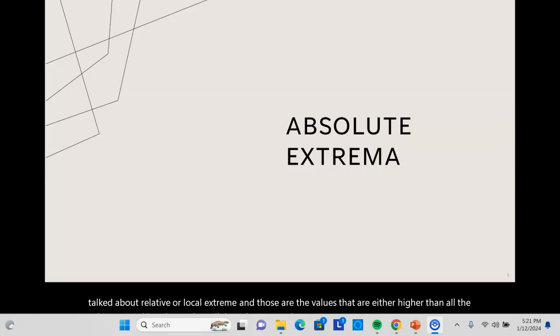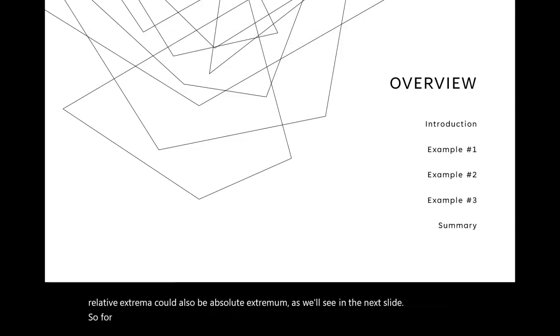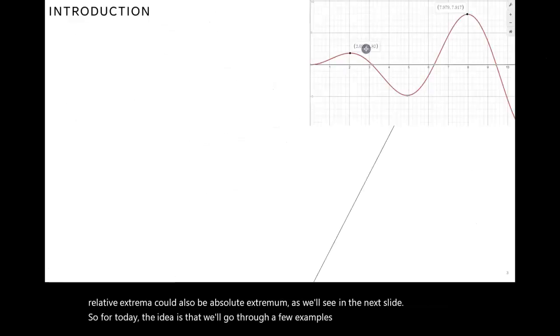Well, absolute extrema, as maybe you would expect, is all about values that are higher than all the other values in a whole interval, an entire range of values. Okay, so this is a slightly different concept. Certainly, it's possible that relative extrema could also be absolute extrema, as we'll see on the next slide. So for today, the idea is that we'll go through a few examples of different types of extrema.